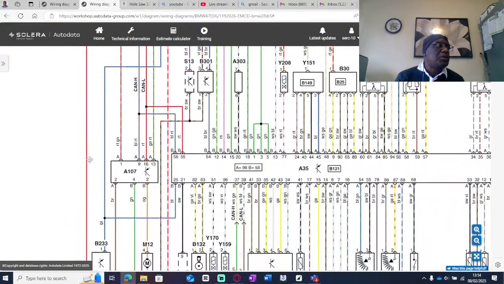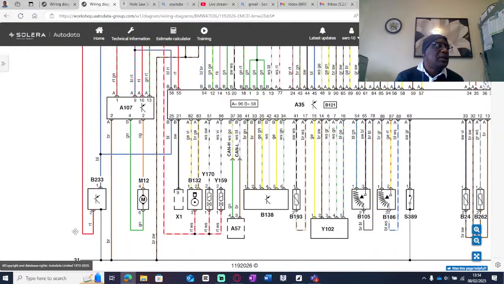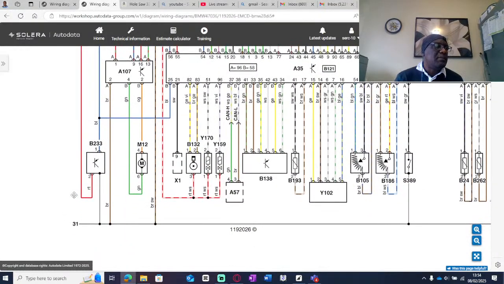let me go to the bottom of the diagram and show you another important number. So that one there, number 31, it is your ground. So anything that is connected to number 31 gets ground from that wire.